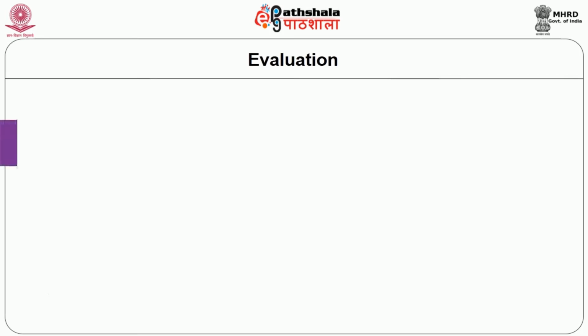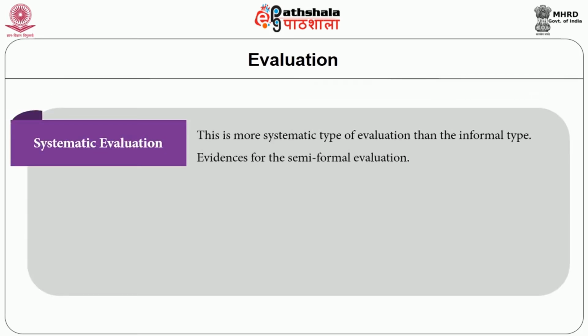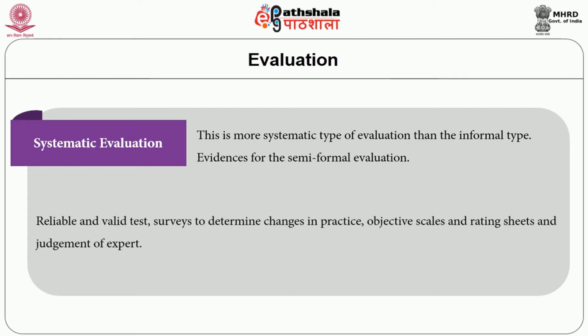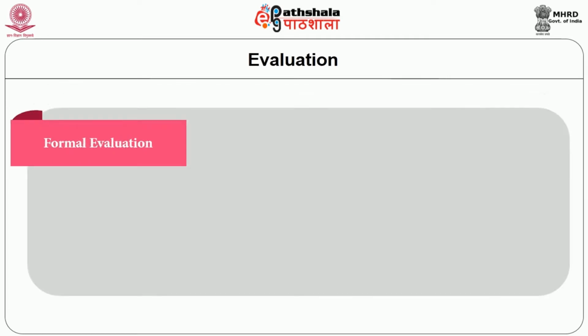That's it. Next one is systematic evaluation. This is a more systematic type of evaluation than the informal type. Evidence for semi-formal evaluation, such as reliability and validity tests, surveys to determine changes in practice, objective scales and rating scales, are examples. Systematic means we are conducting the evaluation in a systematic, step-by-step manner. So, we are using some tool. Okay. The next one, formal evaluation.